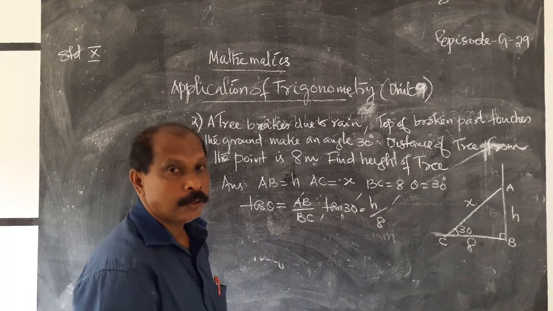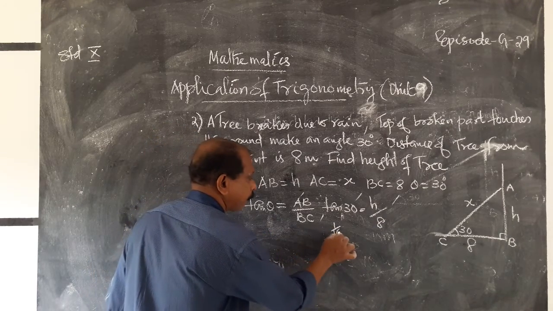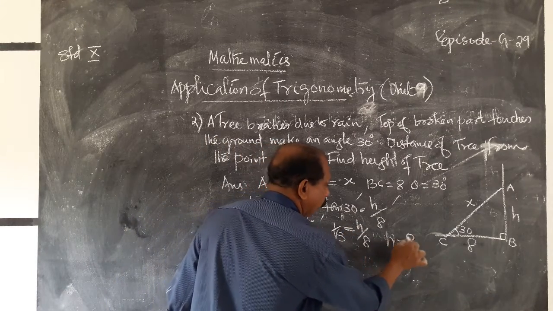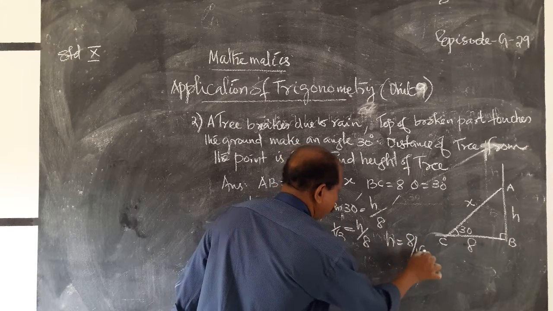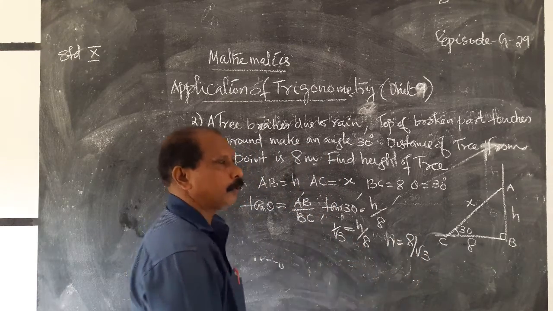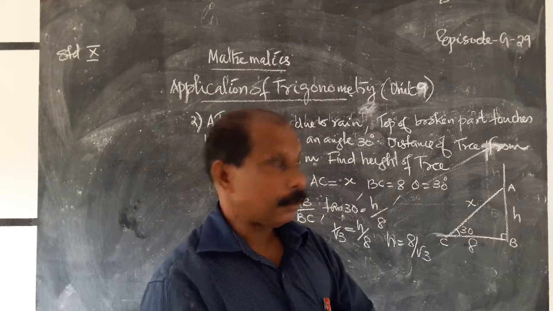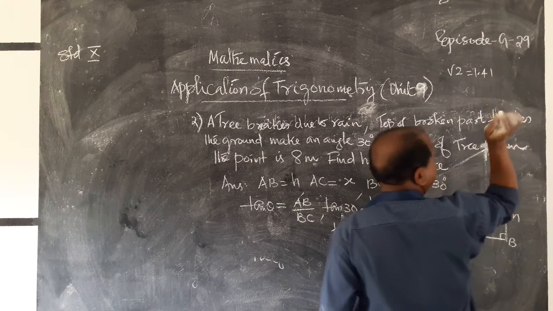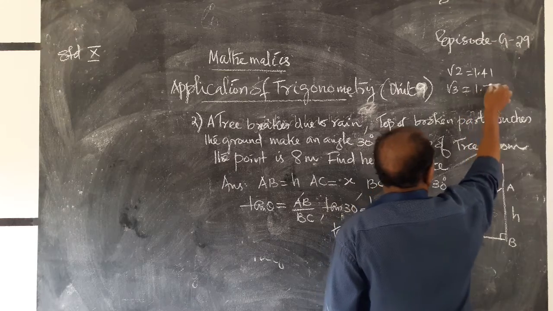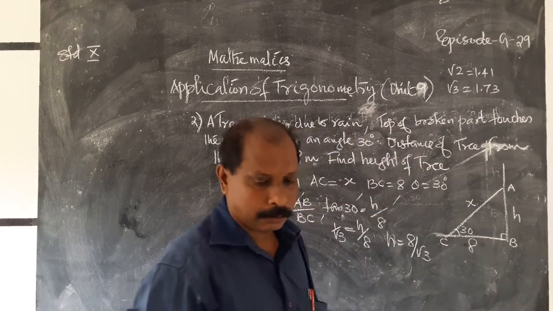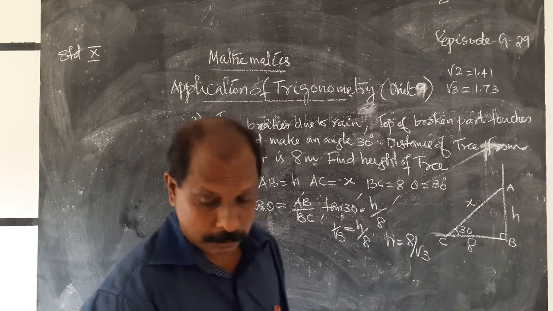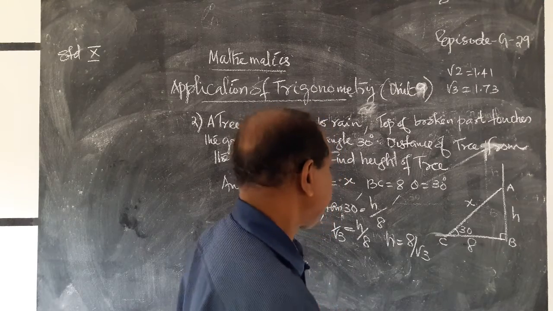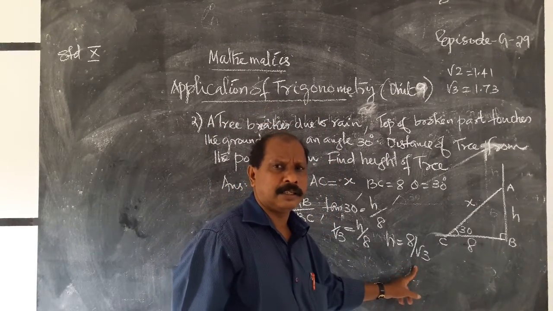What is tan 30? 1 by root 3. H by h, cross multiplication. H is equal to 8 by root 3. 8 goes to the numerator. What is root 3? Root 2 is 1.41, that is an approximation. Root 3 is equal to 1.73. It is also an approximation, a non-terminating number, because root 2 and root 3 are irrational numbers. Root means it is a radical. Therefore, the denominator is an irrational number.